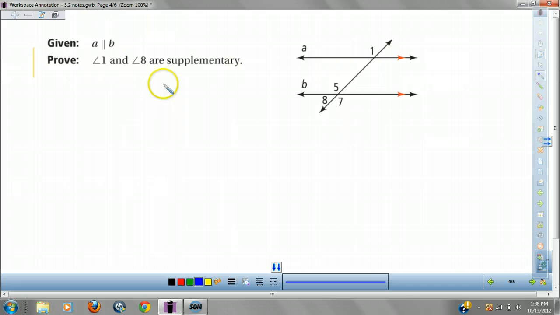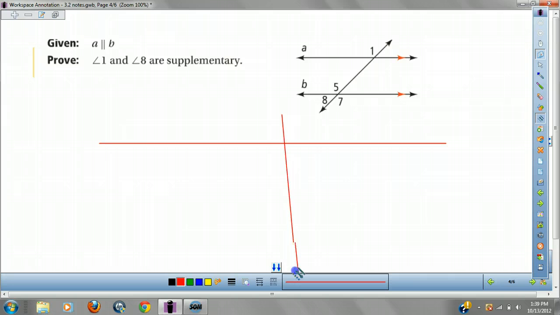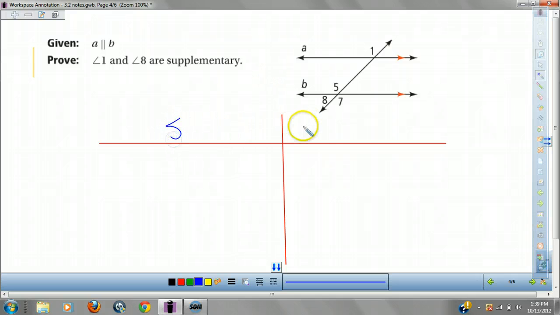Here we go. This proof is going to be very similar to one we did before, or kind of similar to the proof to prove that your same side interior add up to 180. Let me get out my line tool. Here's the line. Okay, so again, statements, reasoning. First one I'm going to make is always my given, right? A is parallel to B by given.